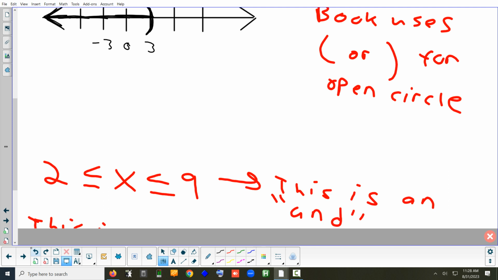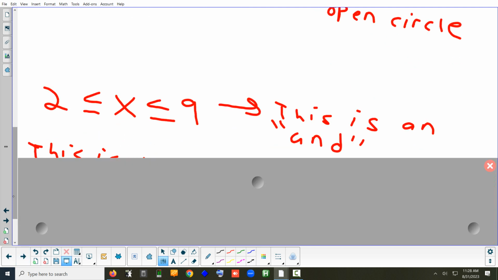Another shading problem, but this is a little different. This is a problem that you would read and you'd say the word and. When I read it, I start in the middle and I say x is greater than or equal to 2 and x is less than or equal to 9. Does anyone know what that's called? An inequality with the word and? An and inequality? Okay, yeah, it's an inequality with and.